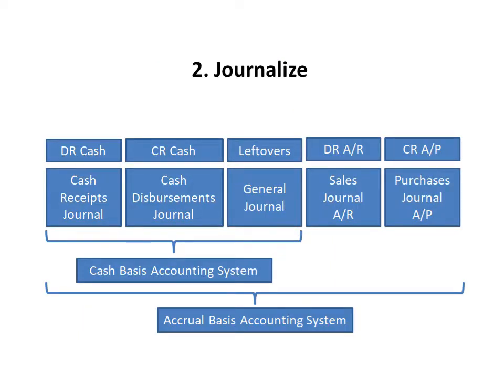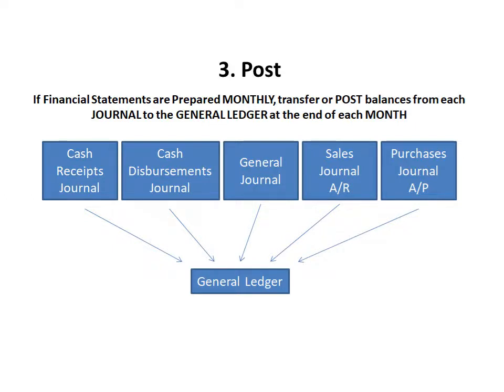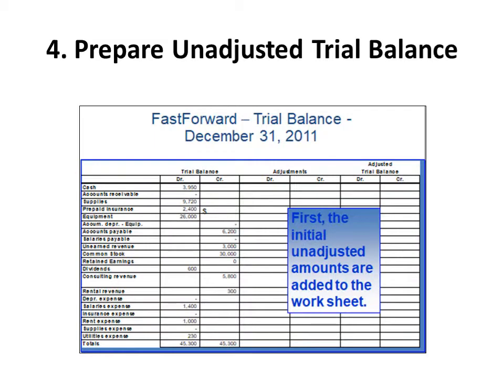These are the journals: cash receipts, cash disbursements, sales journal, purchases journal, general journal. This merely illustrates that you take summary data, a big journal entry if you like, for the entire month, for the cash receipts, the cash disbursements, the sales, the purchases, the general items, and you post them or transfer them to the general ledger. Once you have posted them to the general ledger, you have the starting point.